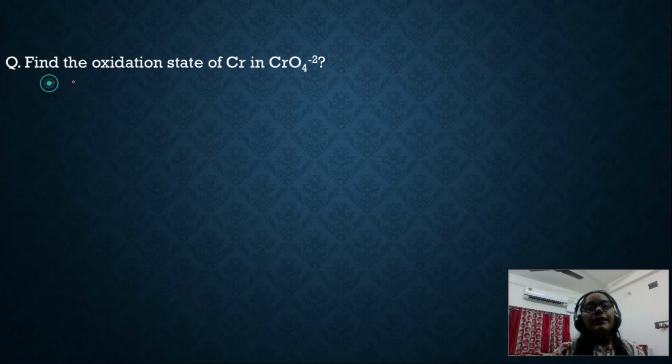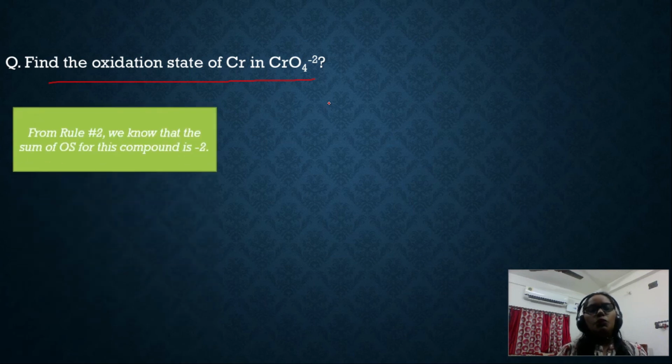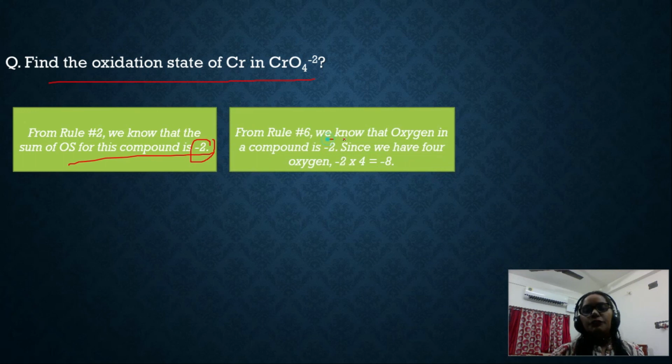Find out the oxidation state of chromium in chromate, CrO4 2-. Okay. So from rule 2 we know that the sum of the oxidation states for this compound is -2. So from rule 6 we know the oxygen in a compound is -2. Since we have 4 oxygen, -2 multiplied by 4 equals -8.